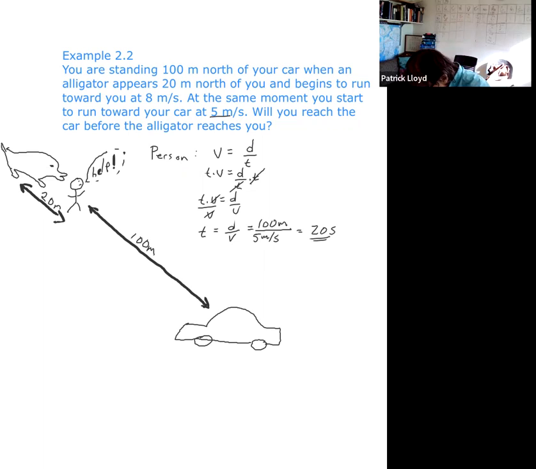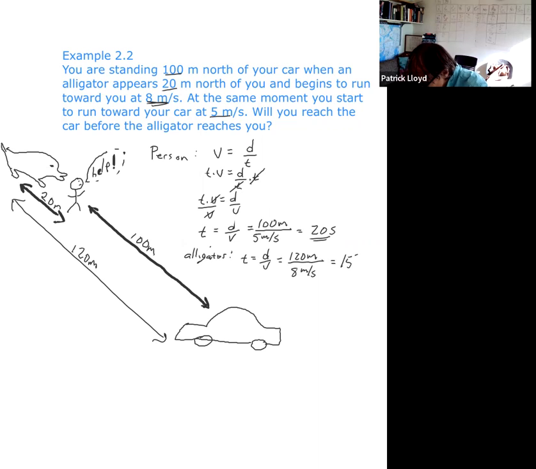Let's do the alligator or the platypus. Okay. So same idea. We're trying to figure out the time it's going to take. So that's d over v, right? But now the platypus has to go 120 meters. He's got to go all the way here. So that's 100 plus 20, that's 120 meters. So 120 meters for the platypus, and he's moving at 8 meters per second. Okay, well, that comes out to 15 seconds, I believe. I could check that. It looks like it's 15 seconds.